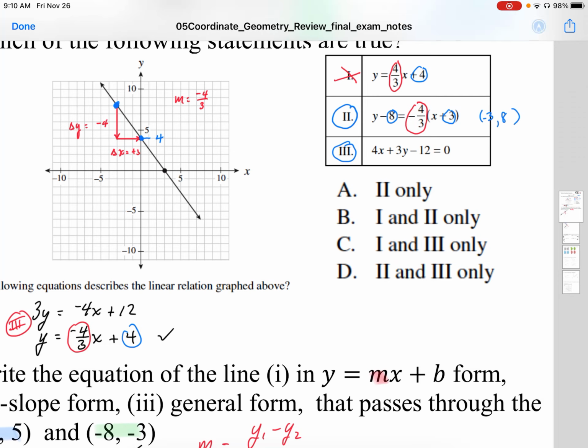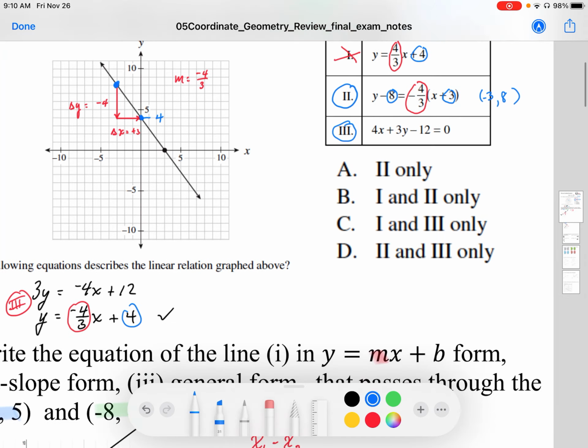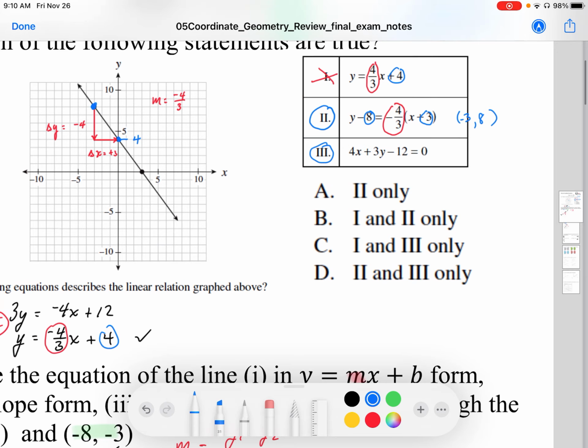The other way we could do this is we could analyze the intercepts here. Analyzing the intercepts, we can make a little table. I'm going to plug in x is 0. When I plug in x is 0, I can solve for y. So I'm going to add 12 to both sides and divide by positive 3. That gives me 0, 4. Yep, that's a coordinate that matches.